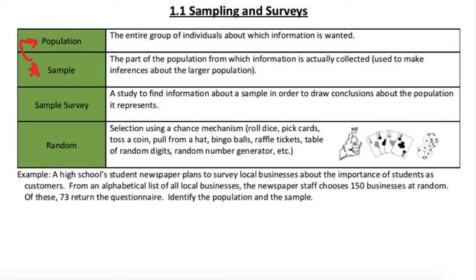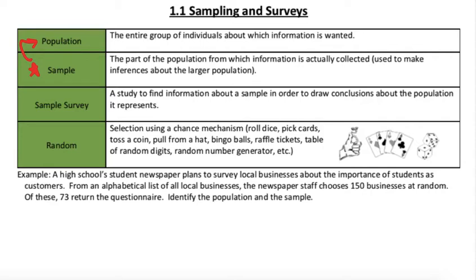We're going to start out looking at sample surveys. This is a study to find information about a sample in order to draw conclusions about the population it represents. This collects information from our sample, whether it's humans, rocks, animals, plants, or medicines. We can survey it and draw conclusions about the population that it represents.